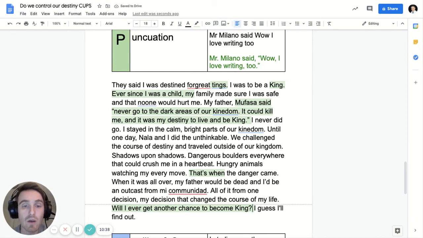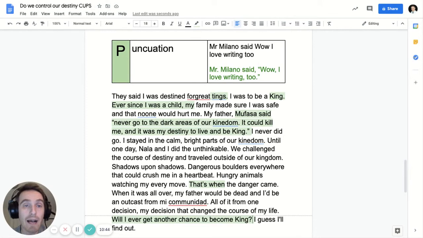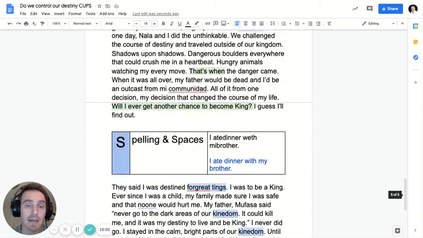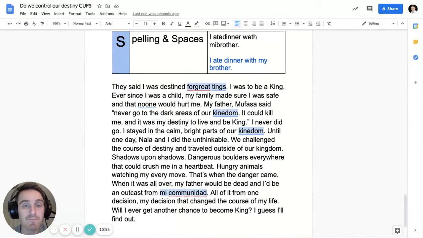So these are some things that you need to keep an eye out for when you are writing, and also when you go back into your writing to edit. Very important is punctuation. And then finally, we have spelling and spaces. Making sure there are spaces in between all of your words and making sure that you're spelling the words correctly.